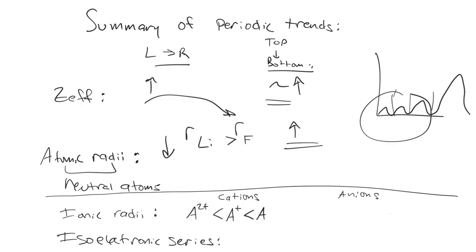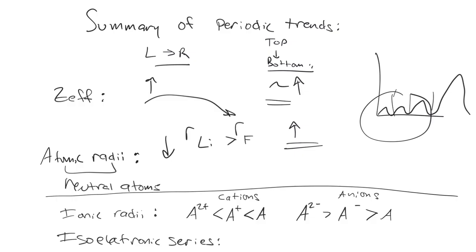Thinking about the loss of electrons, decreasing the size of cations, and anions do the exact opposite. So the size of an anion is always bigger than its neutral atom. Adding electrons increases the electron repulsions, increases the size. So adding electrons is always going to lead to an increase in size.